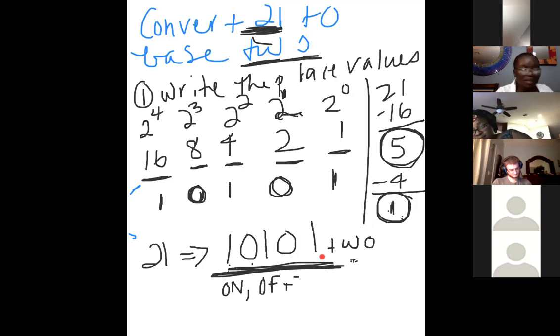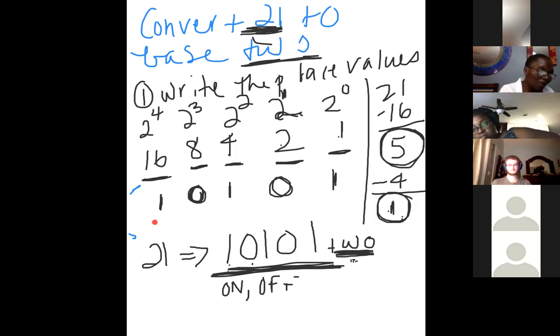Now, a couple of things. You notice I put the subscript here as the base right there, to indicate which base we're in. That's a subscript. Now you notice we had 5 place values. That's 1, 2, 3, 4, 5 place values. And we filled in a number for each place value. We didn't leave any of them blank. So we use all the place values, 10101.